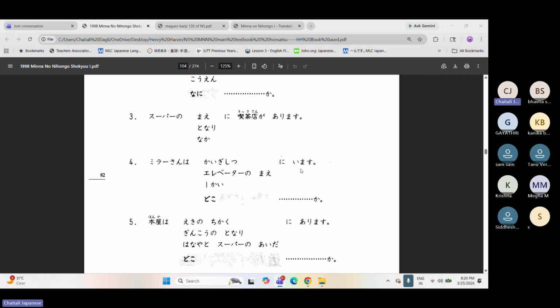Am I clear, everybody? So sensei, for living beings, it's ni. Yeah, for living beings, it will be ni imas, but only when you are pinpointing the exact location. So we have the location here as Kaigi Shitsu, that is in the meeting room. So Mira-san is in the meeting room. So for that, you don't have to use ga imas.